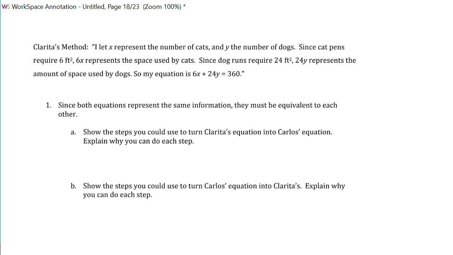Clarita was like, and I think in this instance, Clarita's method makes more sense to me. She's like, no, let's make our equation make more sense to the user. It's 6 square feet per cat. It's 24 square feet per dog. And we have a maximum of 360 square feet to work with. So they want to say, show the steps to turn Clarita's equation into Carlos's.